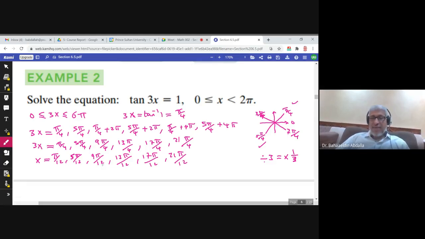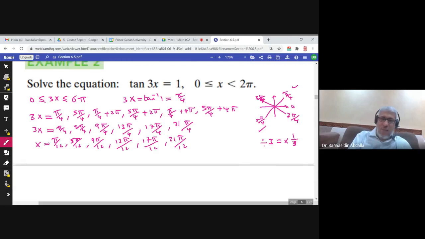We have 6 answers for this equation where x is between 0 and 2 pi. Is x between 0 and 2 pi? Check. Here the largest x is 21 over 12. 2 pi is 24 over 12. So 21 over 12 is less than 24 over 12. So all of these answers are between 0 and 2 pi. So these are the 6 answers of this equation.